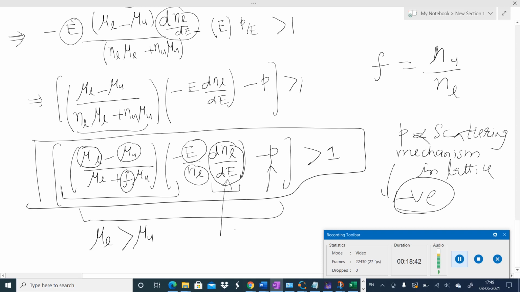So dn_L upon dE should be negative. Now this should be negative. It is already minus, so minus will become plus. For this to be plus, mu L should be greater than mu U, right? And then we have to guarantee that P must be negative. This term is positive and this term is negative, and overall the sum is greater than plus 1. So the first condition is mu L should be greater than mu U. The mobility of electrons in lower valley should be greater than mobility of electrons in upper valley.